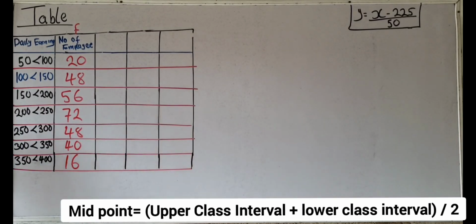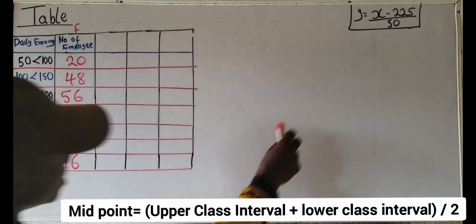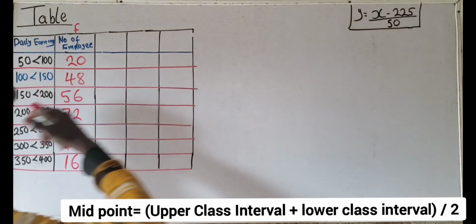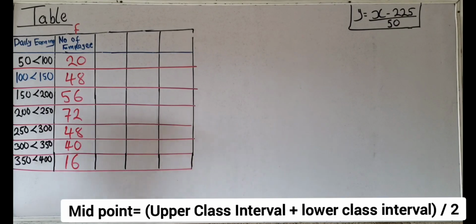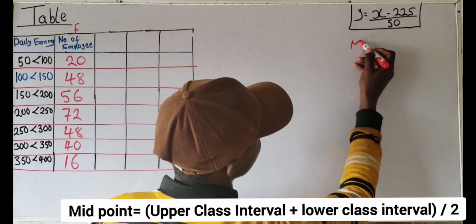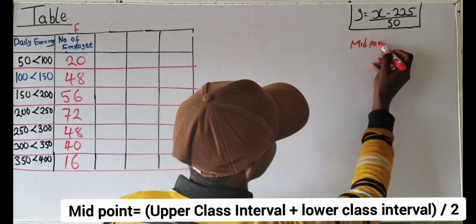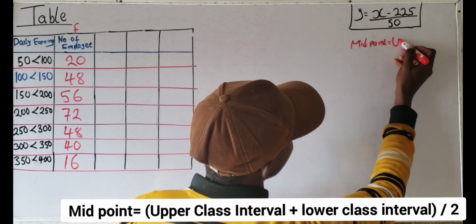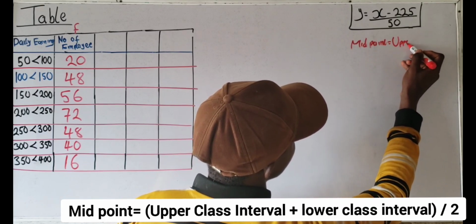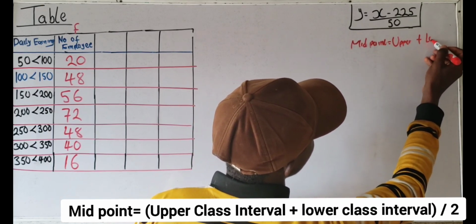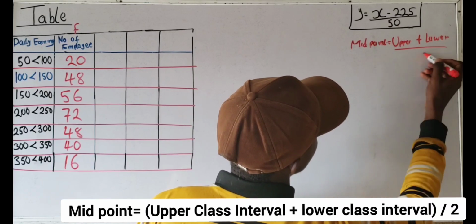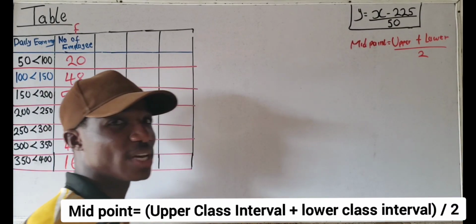Now, we want to compute the mean using this coded value. See, it is important that you pay attention to this. Now, the next step is that you have to find the midpoint. The midpoint is the value of x, you understand? And the midpoint is given by this formula. Midpoint is equal to upper class interval plus the lower class interval all over 2, you understand? By using this formula, you're going to get the midpoint.